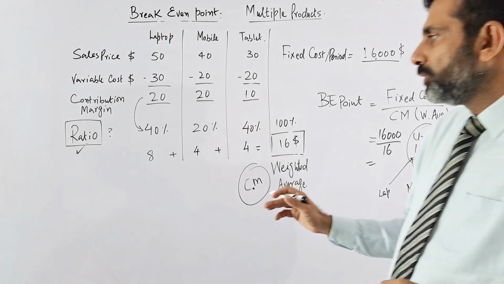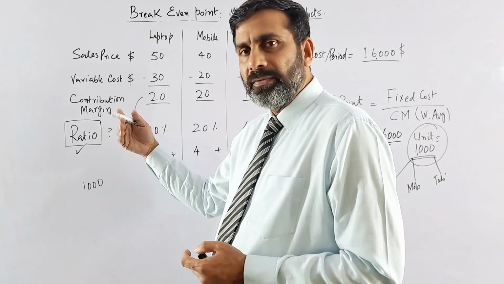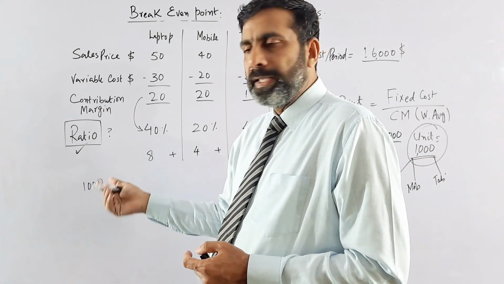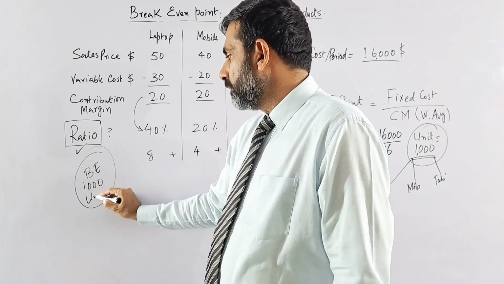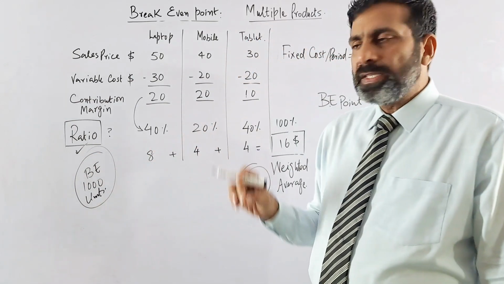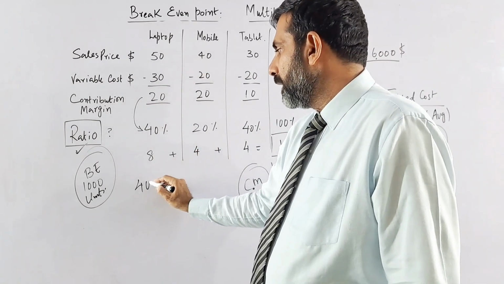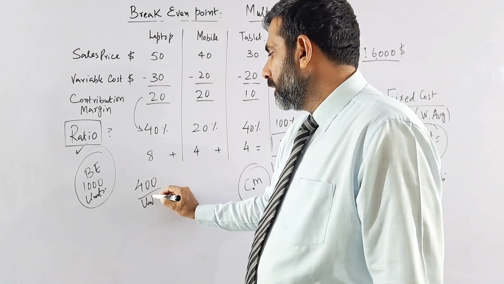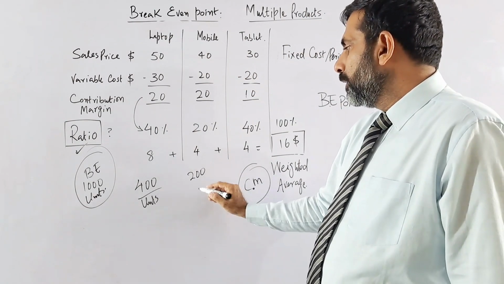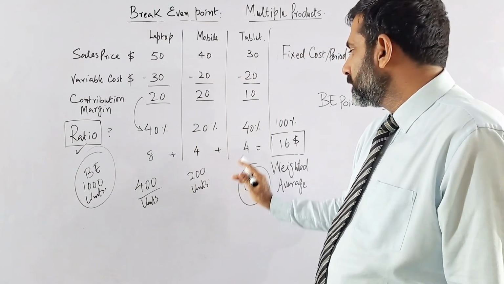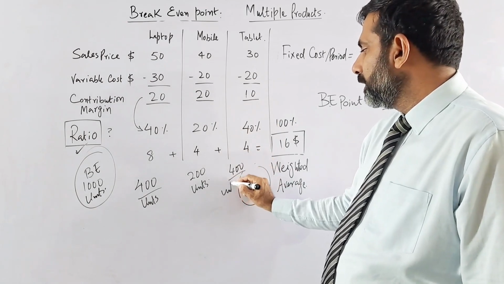Now what we have to do is multiply this value with the ratio. The contribution margin we have calculated, and the fixed cost is already given. So the break-even was 1,000 units for all the products. But out of these 1,000 units, 40% should be laptops. So how many units of laptop do we have to sell? 400 units of laptop. 20% mobile phones means 200 units of mobile phones, and here again it is 40%, so 400 units of the tablets.